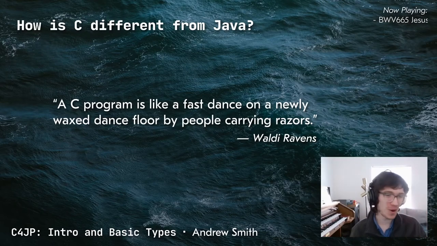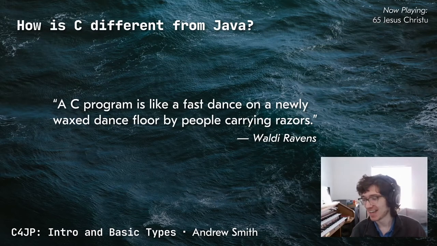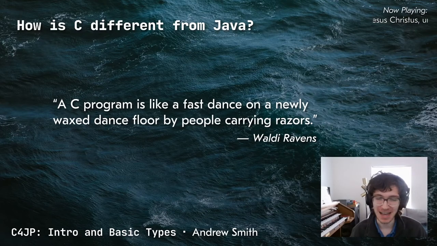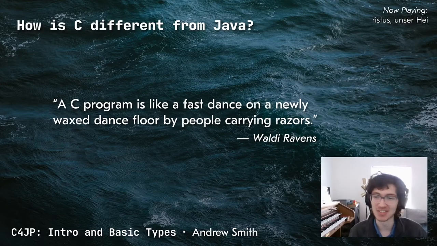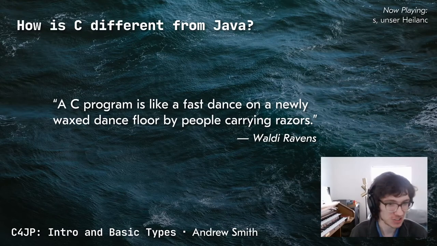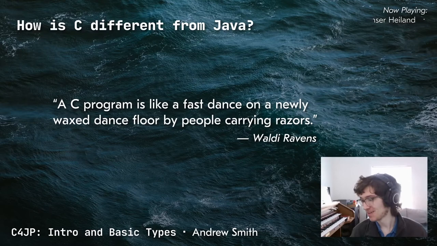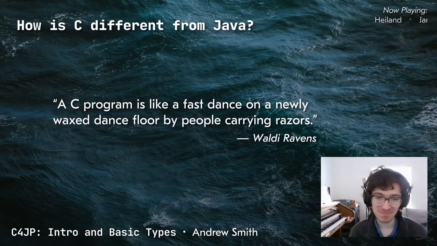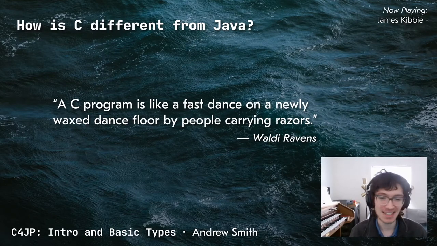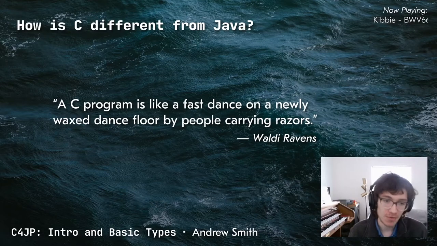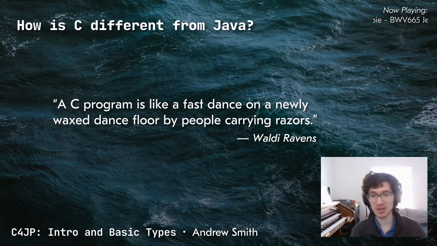And so there's this quote from a person named Waldy Ravens that circulates the internet a lot, yet I can't really find any actual proof that this person ever existed. But anyway, the quote goes, "A C program is like a fast dance on a newly waxed dance floor by people carrying razors," which I think is fairly accurate. What this means is that C is unsafe, right? We can do a lot of unsafe things in C. Like I said, if you want to access memory off the end of an array, go for it. No one's going to stop you, other than maybe your OS. But C isn't going to stop you.